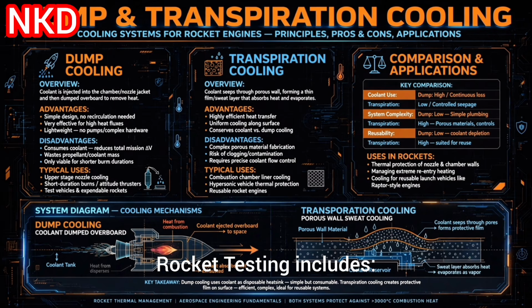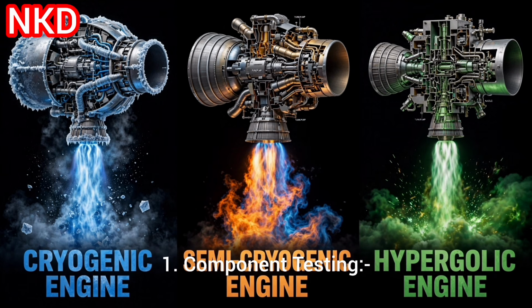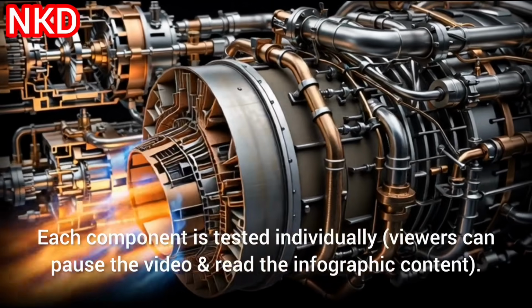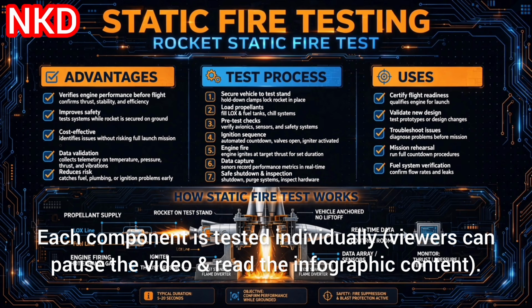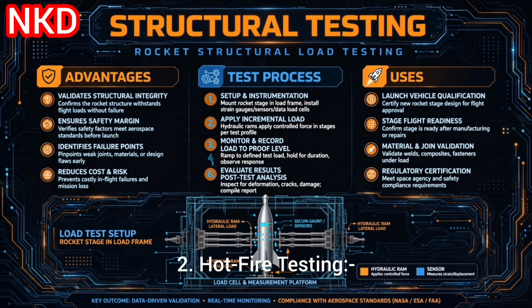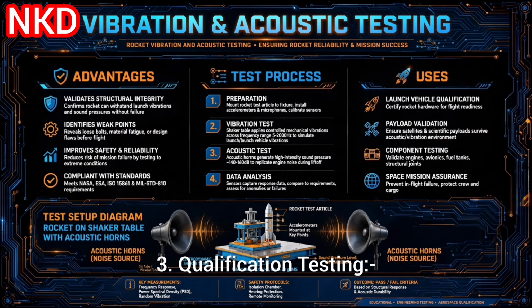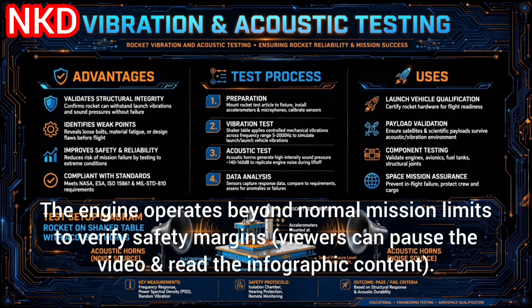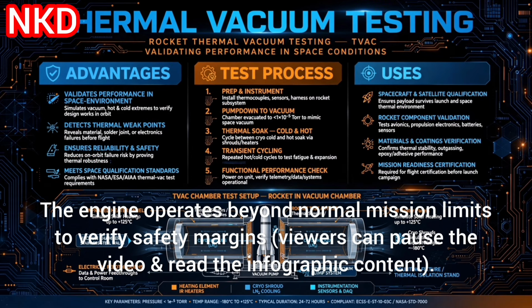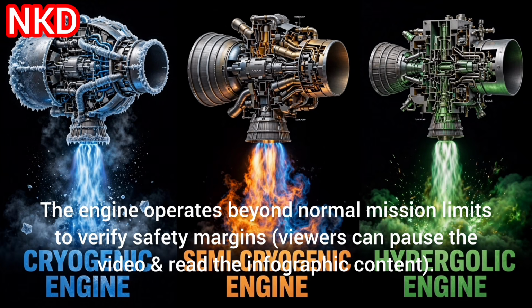Next, rocket testing includes 1. Component testing. Each component is tested individually. Viewers can pause the video and read the infographic content. 2. Hot fire testing. The complete engine is fired while securely mounted on a test stand. 3. Qualification testing. The engine operates beyond normal mission limits to verify safety margins.